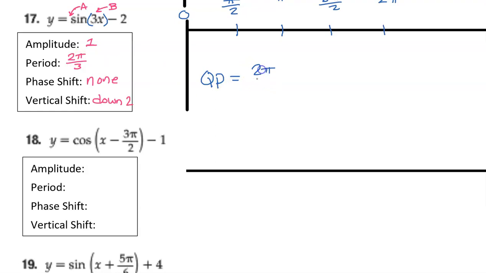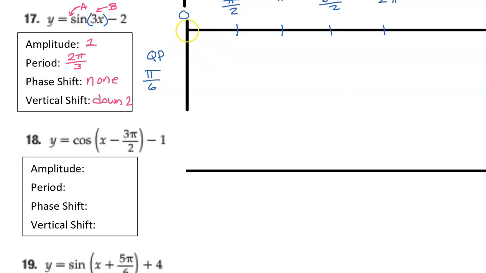So I'm going to take the period of 2 pi over 3, and I need to divide this by 4. But look, if you want to divide a fraction by 4, all you have to do is put 4 in the denominator. Boom, now I divided by 4. So the quarter period will be 2 pi over 12. Then this reduces down to pi over 6. So I'm just going to record that over here. So the quarter period, never forget, is pi over 6 for the rest of this problem.